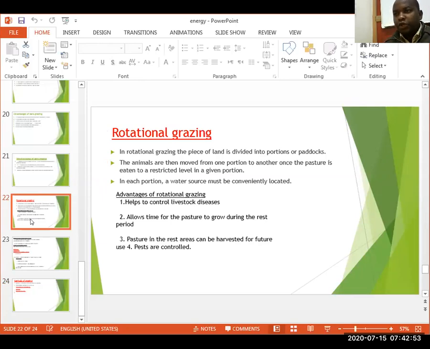Advantages of rotational grazing. That is the good thing about rotational grazing. Number one, it helps control livestock diseases. Number two, it allows time for the pasture to grow during the rest period. Then number three, pasture in the rest areas can be harvested for future use. Then number four, pests are controlled.